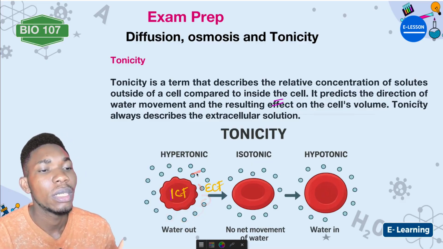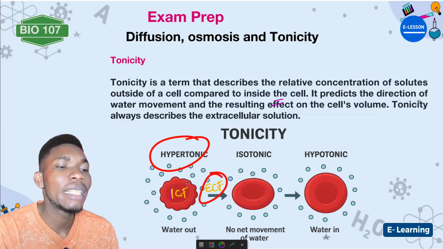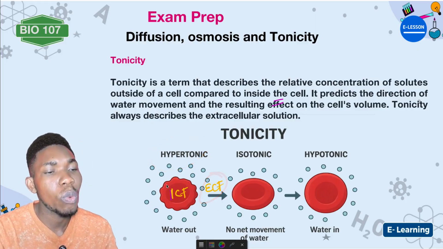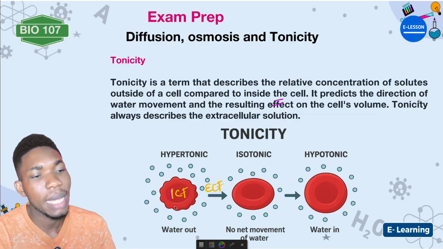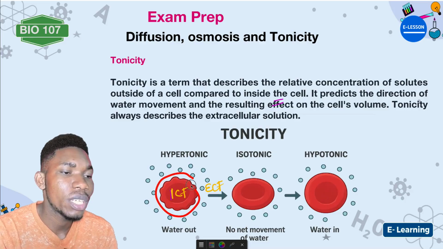We say it is what? Hypertonic. So when we say hypertonic, it means the outside has a higher solute concentration as compared to what? Inside. So water will flow from inside to outside, which will cause shrinkage of the cell. That is why you see this cell now start shrinking.